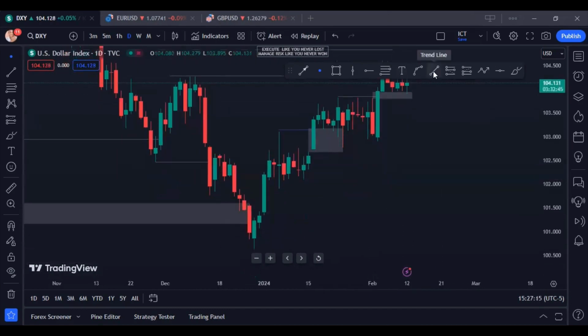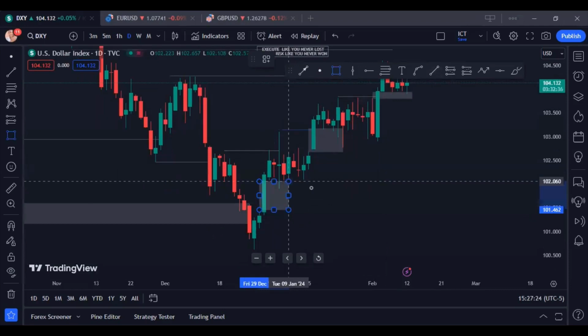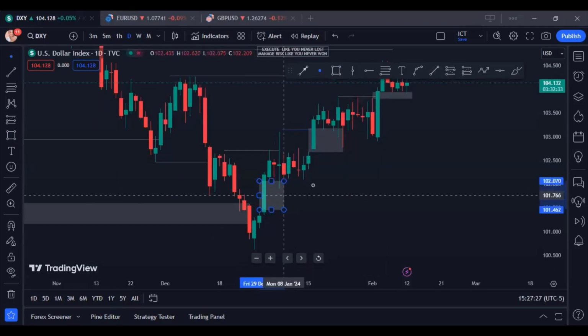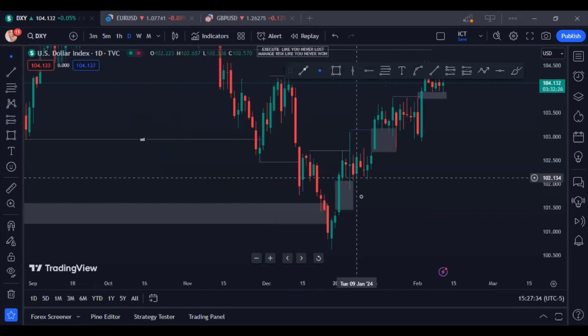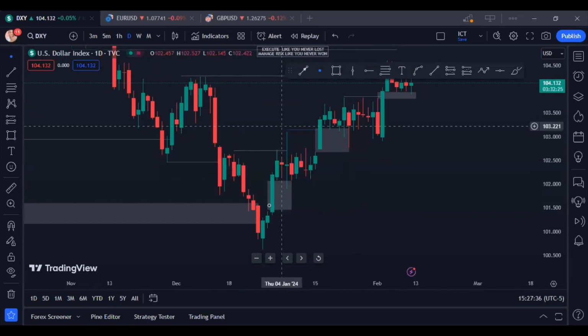You can see it took out this high. You can see this. It took out this buy side liquidity, then returned into this gap, internal liquidity. That is FVG, beautiful, is it not? It tapped into it as internal liquidity, then expanded to the upside, to buy side liquidity.